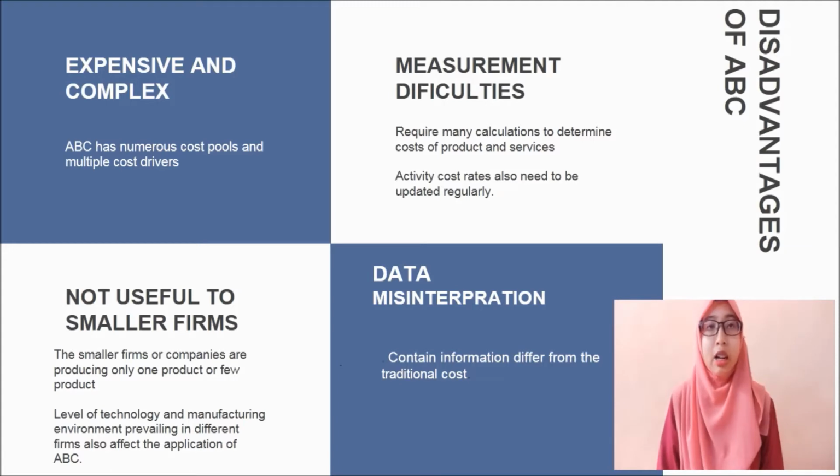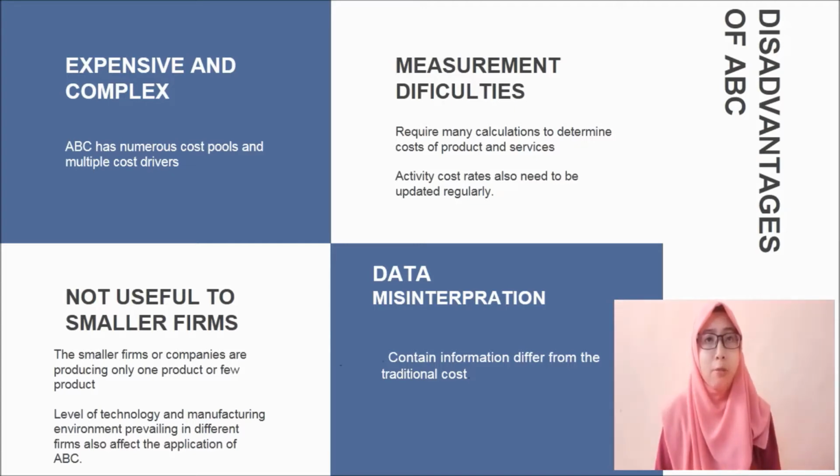And the third one is that ABC is not useful for smaller firms. ABC has different levels of utility. It is likely that firms depending on cost-plus pricing can take advantage of ABC as it gives accurate product cost. But those firms who use market-based pricing may not favor ABC. And usually the smaller firms or companies are producing only one product or a few products. If so, activity-based costing cannot be applied. The level of technology and manufacturing environment prevailing in different firms also affects the application of ABC.